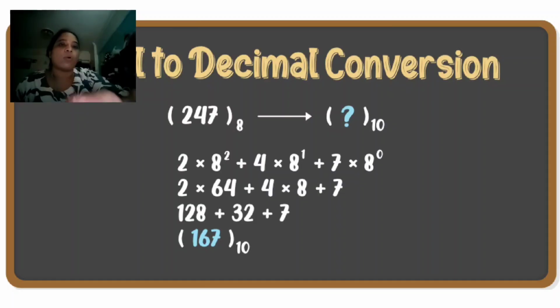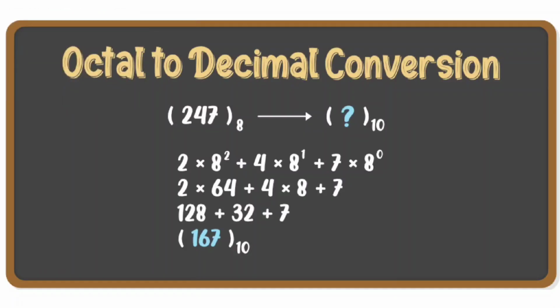Next one is octal to decimal conversion. Now we have the binary to decimal conversion. Next, we move on to this octal to decimal conversion. Okay, so they given this octal number, base 8, 247. So now we are going to apply this technique.